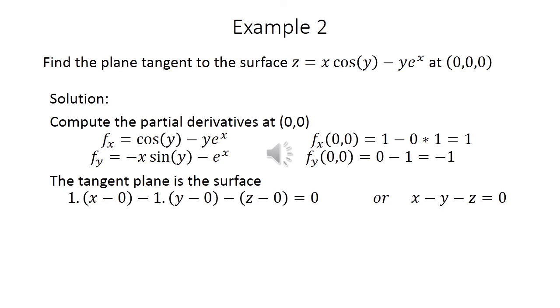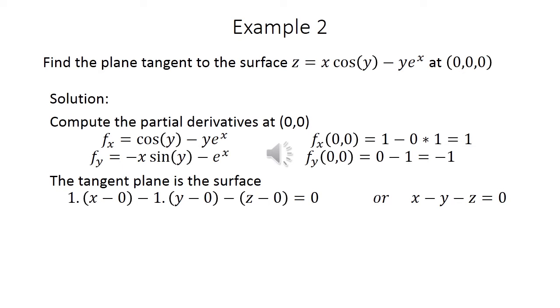So for x, we get the partial derivative of small f with respect to x equals cosine y minus y times e to the power x, and substituting x and y by zeros, we get the partial derivative of small f with respect to x at the point 0, 0 equals 1. Similarly, the partial derivative of small f with respect to y equals negative x times sine y minus e to the power x, and substituting x and y by zeros, we get the partial derivative of small f with respect to y at the point 0, 0 equals negative 1.